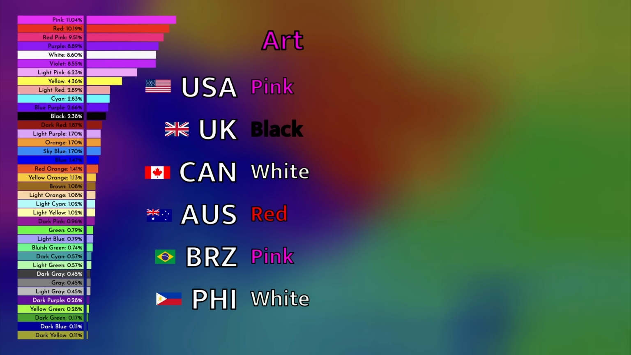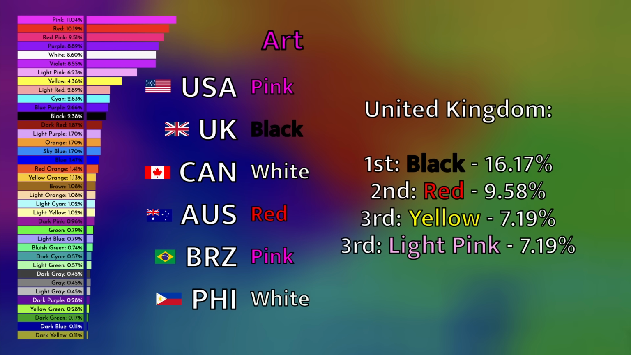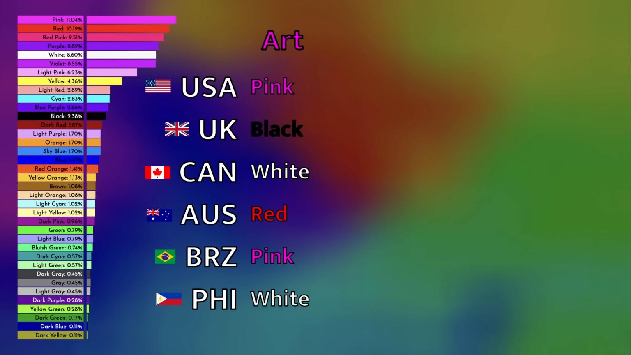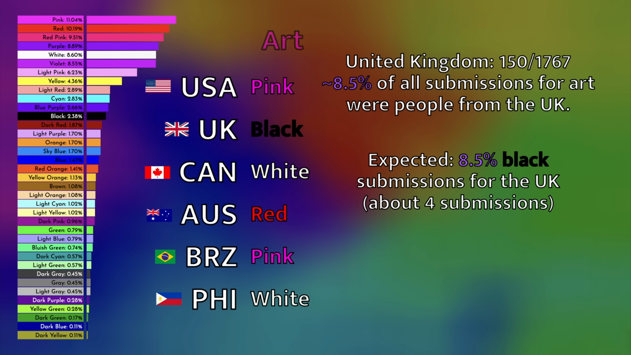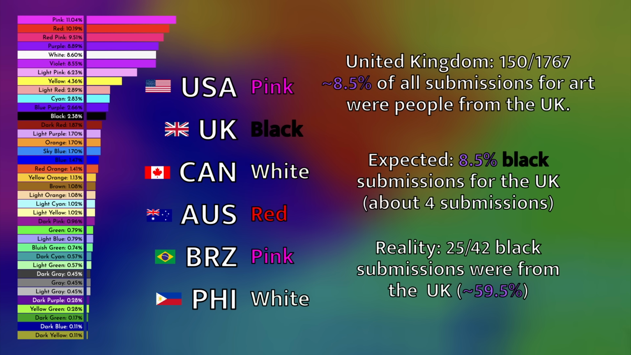But also, the black art win was extremely dominant in the UK, with a significantly higher percentage than its second most chosen color, red. To put that into further perspective, people from the United Kingdom made up only 9% of submissions for art. So, generally, you'd expect around 9% of the submissions for black to come from the United Kingdom. In actuality, a whole 60% of black submissions for art came from the United Kingdom.